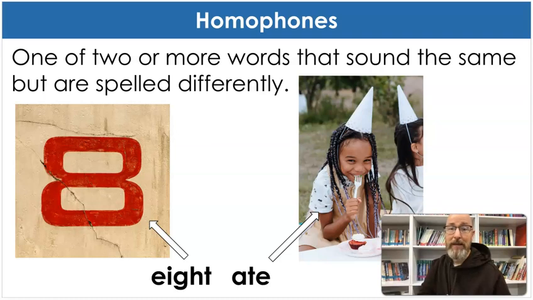Last week was homographs. A homophone is one of two or more words that sound the same but are spelled differently. Here's a perfect example. We have the number eight, E-I-G-H-T, and I think she ate some cake and ice cream, A-T-E. They sound the same. They have one sound. Homophone, if we break it up: homo means one, phone means sound. So they have one sound. Homograph would be one set of letters. Graph has to do with the letters, and again homo has to do with one. So this week we're doing homophones. They have one sound, but they're spelled differently.